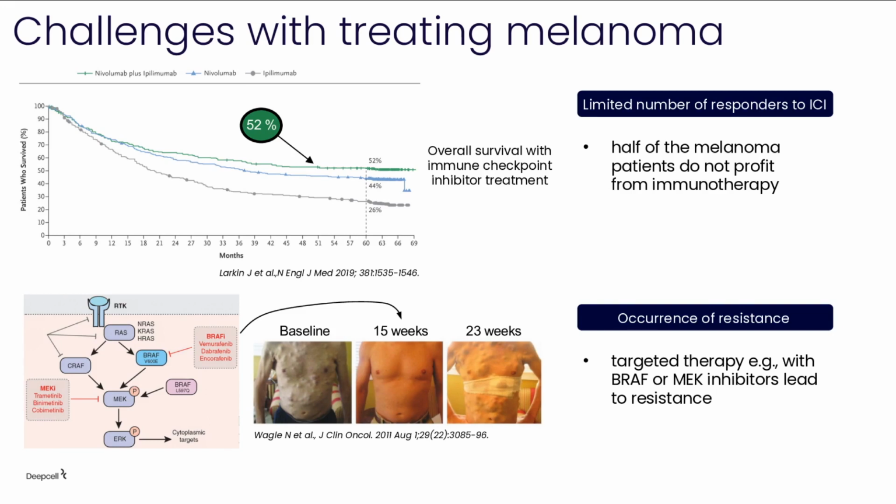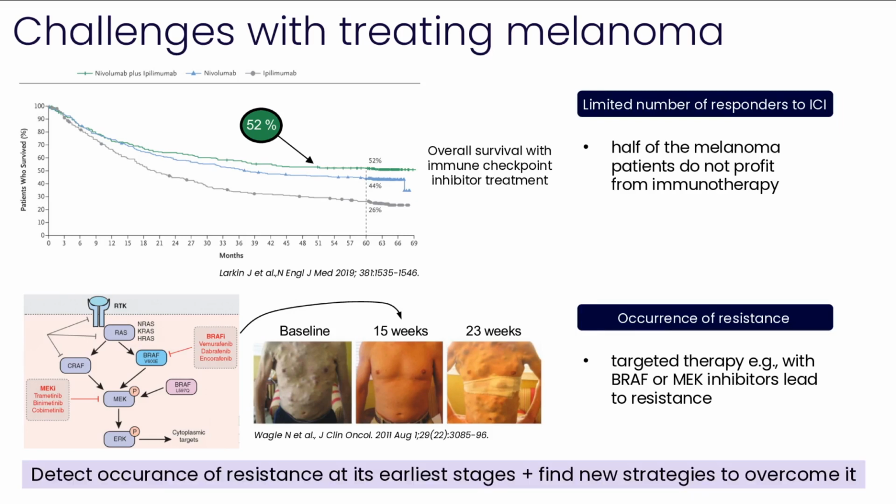And here you can see that the inhibition of melanoma with this inhibitor is quite effective, already in very short time. However, you can also see that there is a big challenge with these targeted inhibitors: there is resistance after only several weeks. So this occurrence of resistance is really a big challenge in the field of melanoma, and it is important that we can detect the occurrence of resistance at the very earliest stages, and that we find new strategies to overcome it.